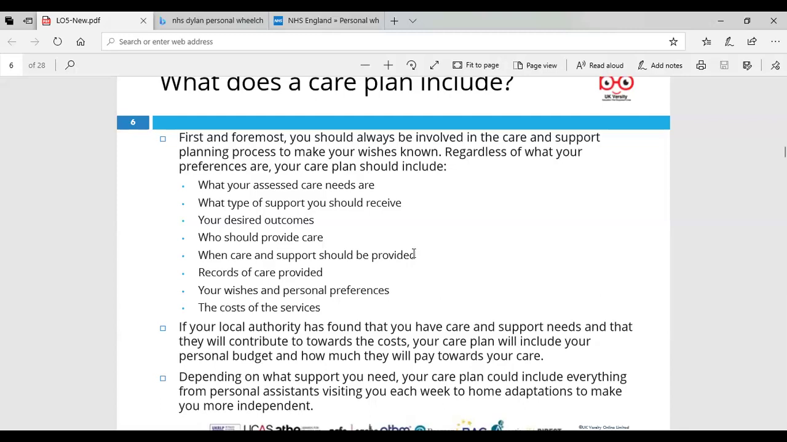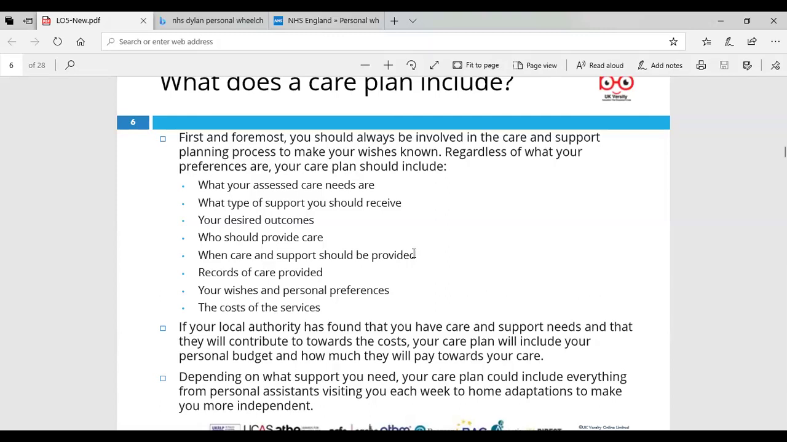what type of support they should receive. So it could be support with mobility, like Dylan wanted and received. Their desired outcomes: he wanted to study and socialize. So what is your main outcome? And who should provide the care? This should be very clear cut.